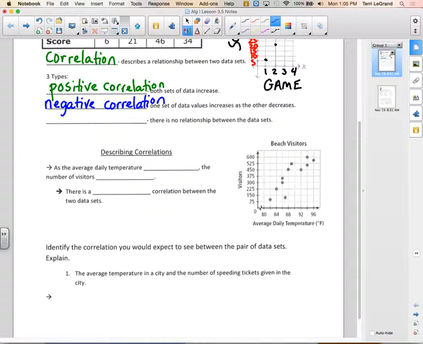What's our third type? Ian? No correlation. No correlation. There's no relationship basically between them. What would the graph look like when there's no correlation? What does it look like then, Riley?